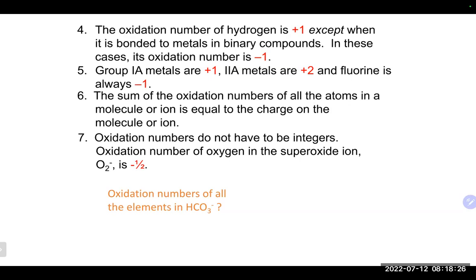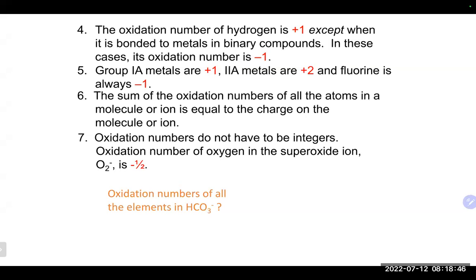If it happens to be an ion, like a polyatomic ion or something of that nature, and it has an overall charge of -1, then when you add up all your oxidation numbers, it does need to equal -1. Oxidation numbers do not have to be whole numbers. For example, you could have like -0.5.